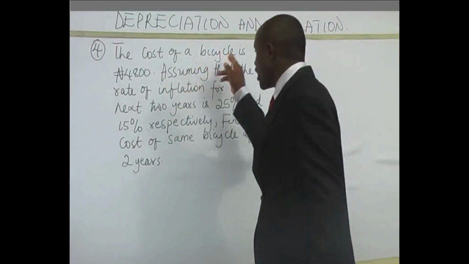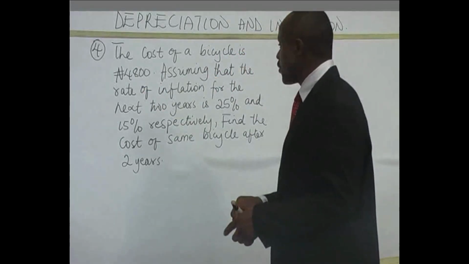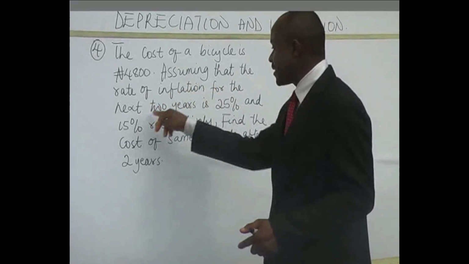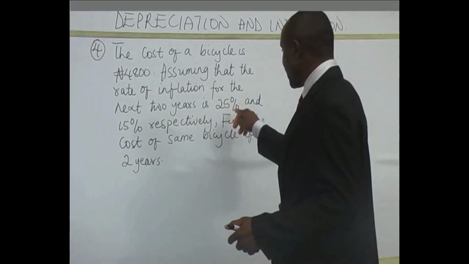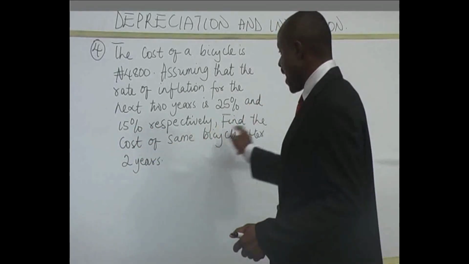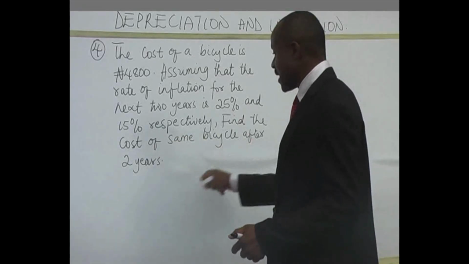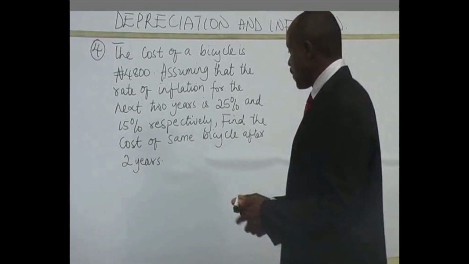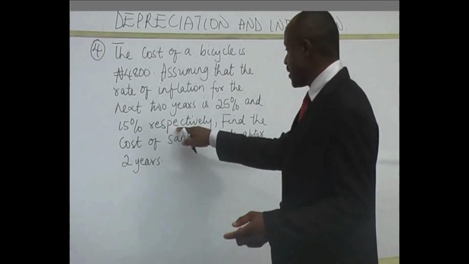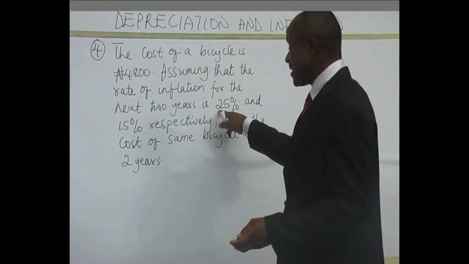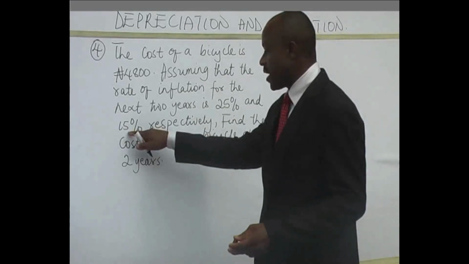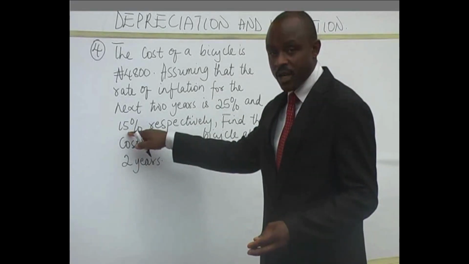The cost of a bicycle is 4,800 naira. Assuming that the rate of inflation for the next 2 years is 25% and 15% respectively, find the cost of the same bicycle after 2 years. First year, remember the meaning of respectively: in the first year there will be 25% inflation, while the second year there will be 15% inflation.